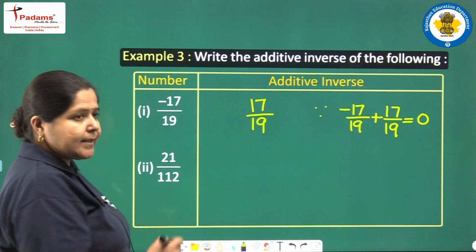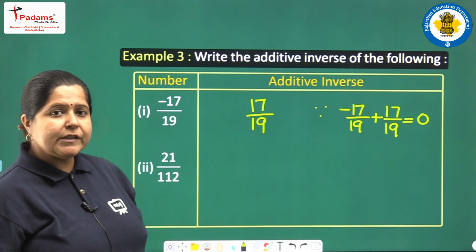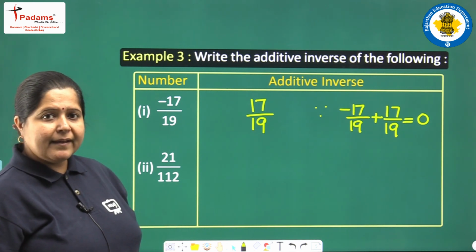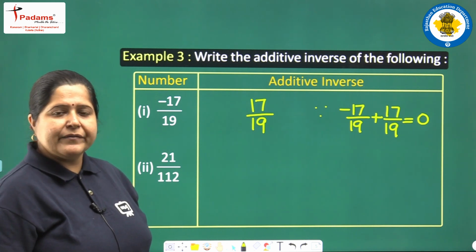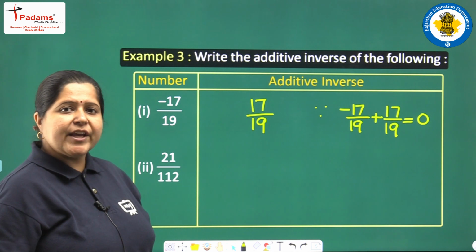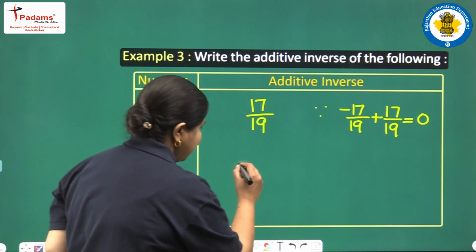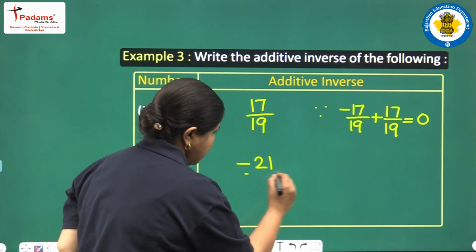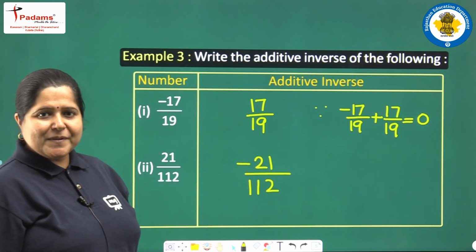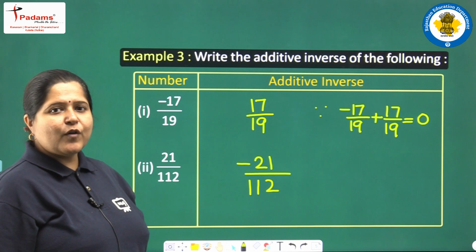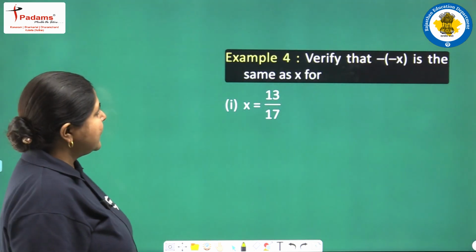Come on to this part. The additive inverse of 21 upon 112 will obviously be minus 21 upon 112. We will have to simply change the sign. It will be minus 21 upon 112. I hope this is clear again. Let us move on to the next example.